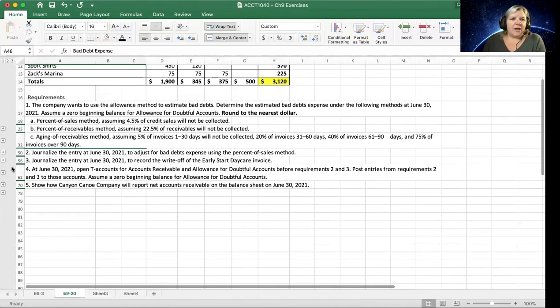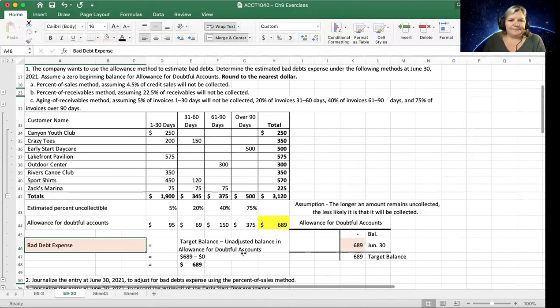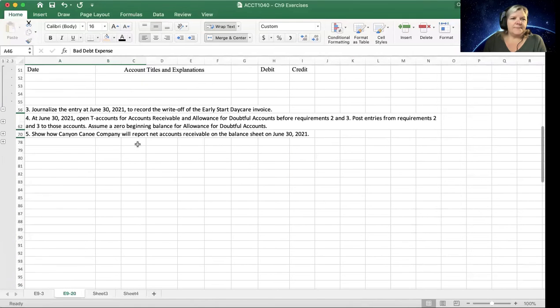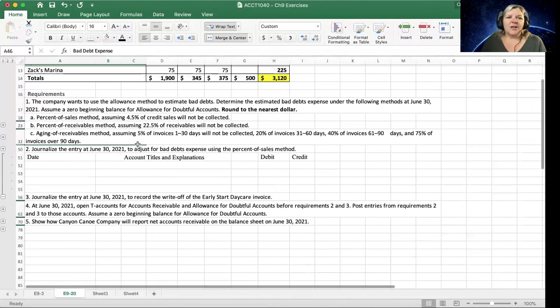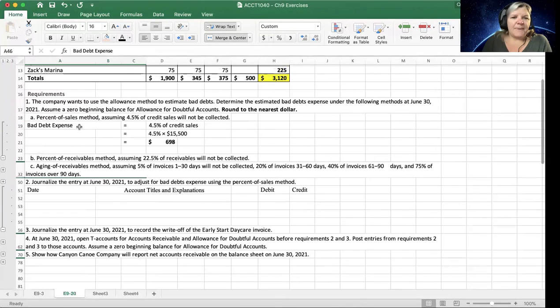All right, moving on to requirements 2 and 3 now. They want us to journalize the entry at June 30th, 2021 to adjust bad debts using the percent of sales method. So the percent of sales method was A up above here, so I'm opening it up for us to see. We came up with a bad debt expense of $698.